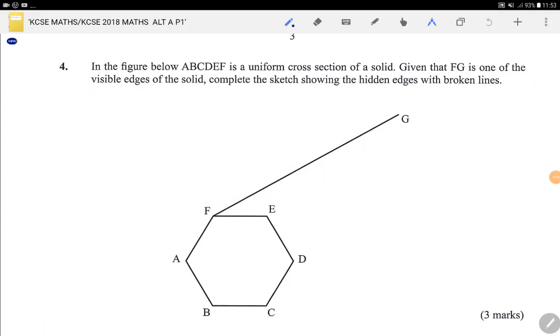Question 4. In the figure below, ABCDF is a uniform cross-section of a solid. Given that FG is one of the visible edges of the solid, complete the sketch showing the hidden edges with broken lines.